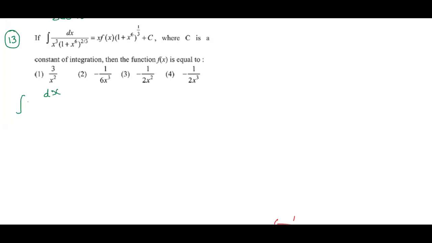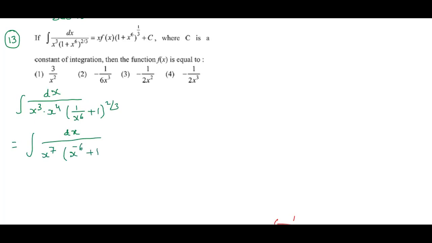take x power 6 common. So here x cube into x power 6 common means (x power 6) whole power 2 by 3. Calculate that, you will get x power 4. Now here we get 1 by (x power 6 plus 1) whole power 2 by 3. Now integration dx divided by x power 7 into (x power minus 6 plus 1) whole power 2 by 3.